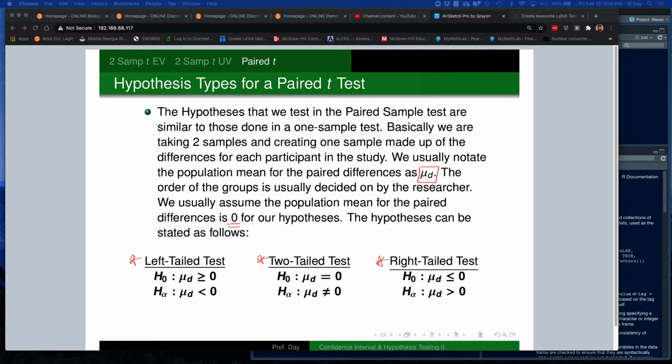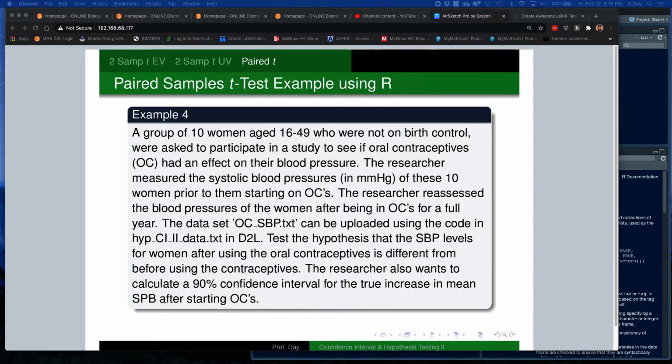So again, we have less than, not equal to, and greater than 0. All right. So if we think the difference is increased over time, we'll do a greater than. If we don't know, we'll do a not equals. And if we think the difference between the two groups is decreased from before to after, then we'll do less than. All right, so let's look at this one.